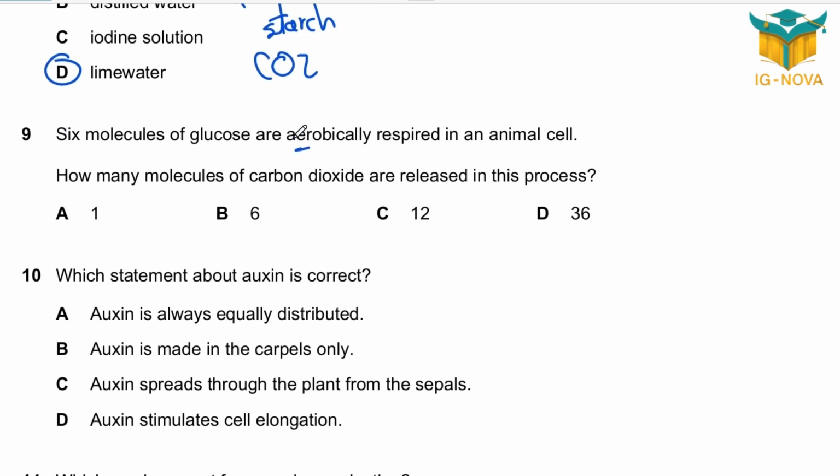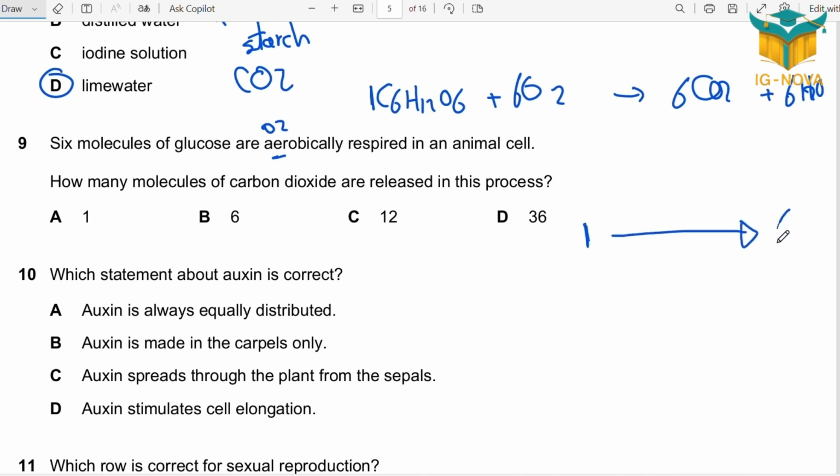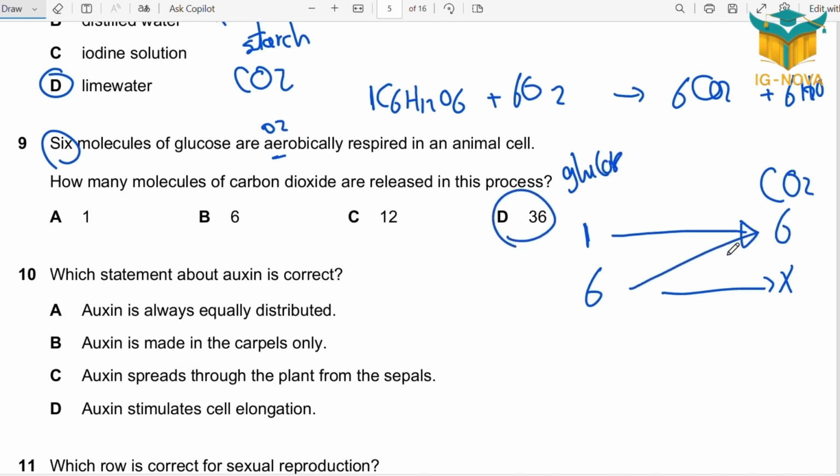Aerobic respiration, air means O2. So I need O2 plus glucose, C6H12O6, to give carbon dioxide plus water. The ratio is 1, 6, 6, and 6. So for every glucose, we release 6 carbon dioxides. But we don't have one glucose, we have 6 molecules of glucose. So cross multiply for carbon dioxide. Don't forget this is carbon dioxide and this one is glucose. So 36. Cross multiplication, easy math.